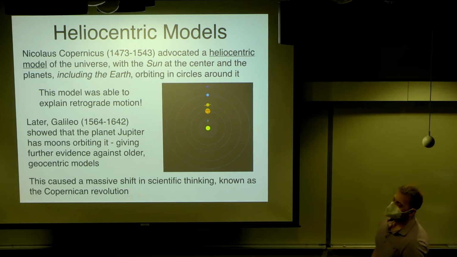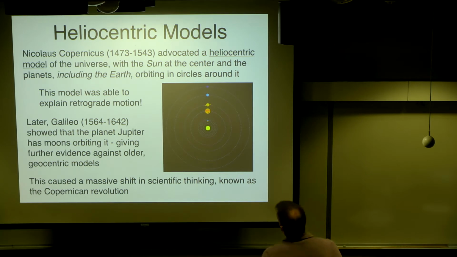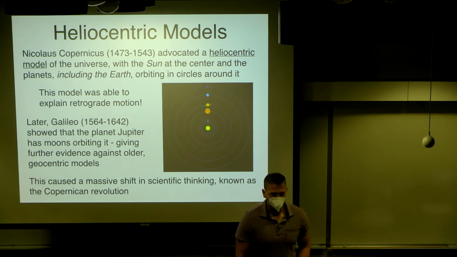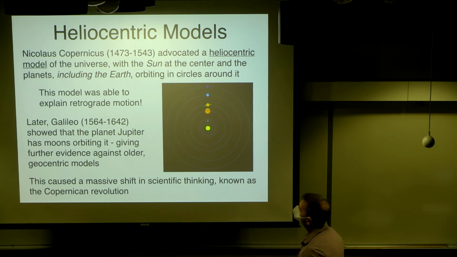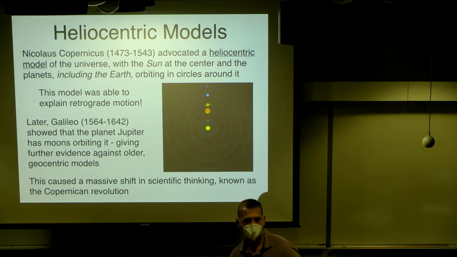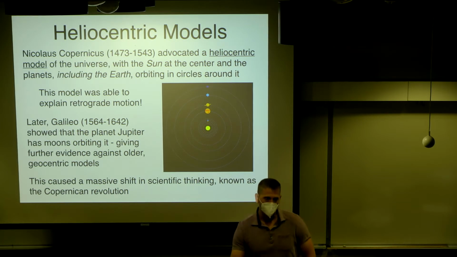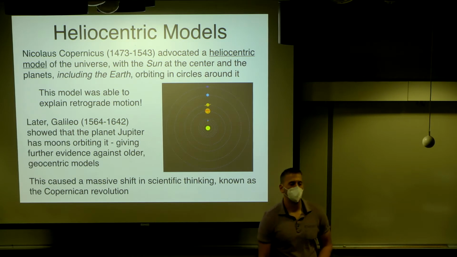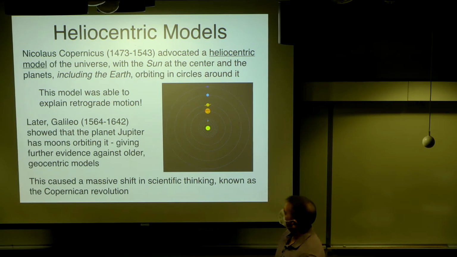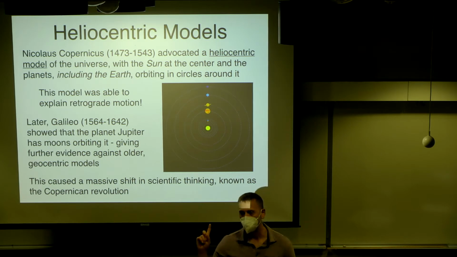All right, so let's skip ahead in time, several thousand years, and now we're at Nicholas Copernicus, who lived in the 14 and 1500s, okay? So Copernicus was a really big advocate of a heliocentric model of the universe. Heliocentric means the sun is now at the center, and all the planets, including the Earth, are orbiting the sun, okay?